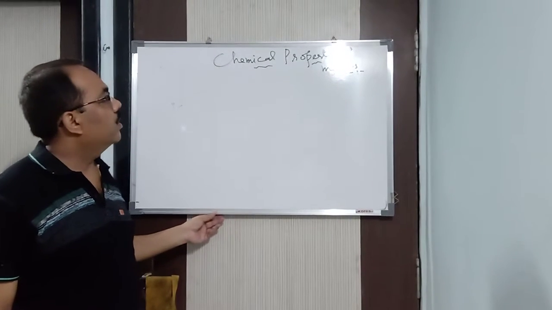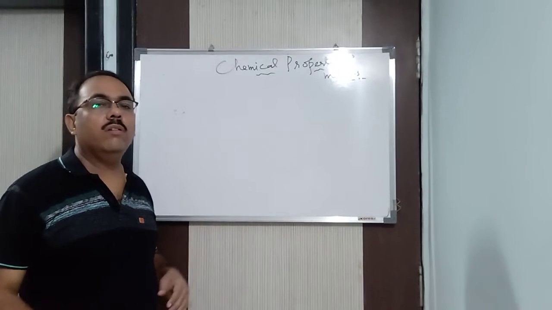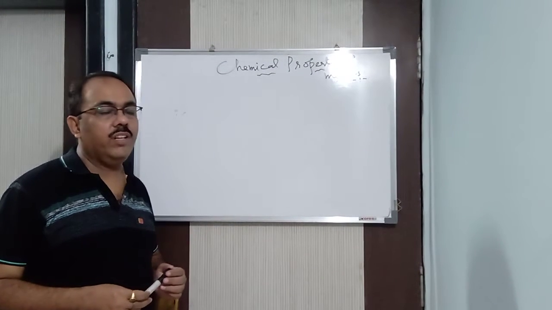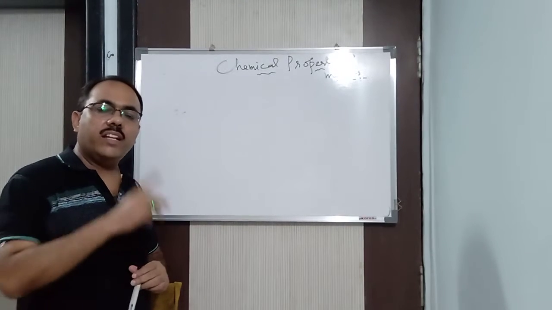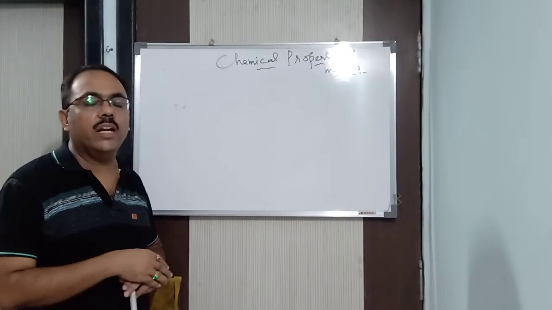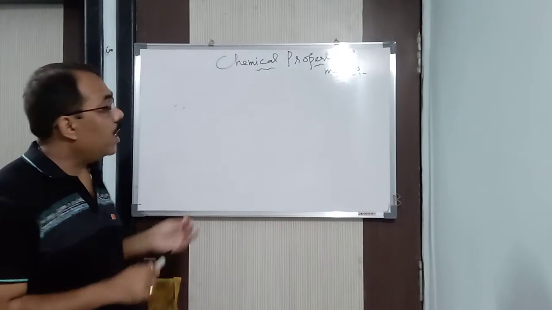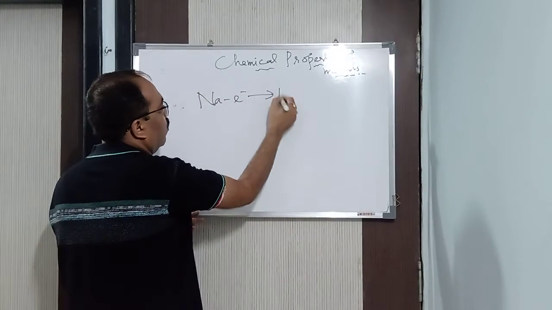Today we will be doing the chemical properties of metals. Now children, you know metals are electropositive in nature. Electropositive means we write the symbol Na+, Ca2+, Mg2+. How do they become electropositive? By losing electrons. Na loses electrons to form Na+.